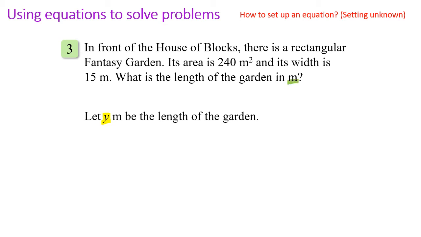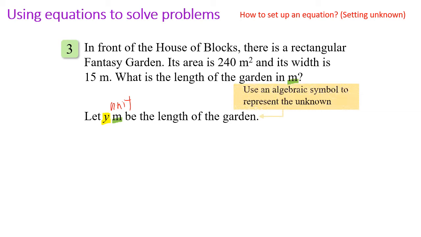You see that the length of the garden is in meters, so you have to let y m. M is the unit, y is the unknown. You have to write down the unit when you're letting the unknown. Let y m be the length of the garden.